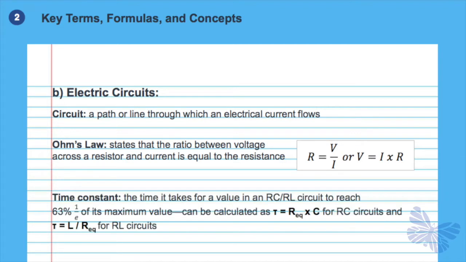And then when you're talking about an RC and RL circuit, you usually can talk about it in terms of the time constant. And so that is basically a measure of how long it takes the component to reach 1 over e, or 63% of its maximum value. So that could be like the charge on a capacitor or the current through an inductor. And so for an RC circuit, it's equal to the equivalent resistance times C, or L over the equivalent resistance for an RL circuit. So we'll go through some problems covering that later.